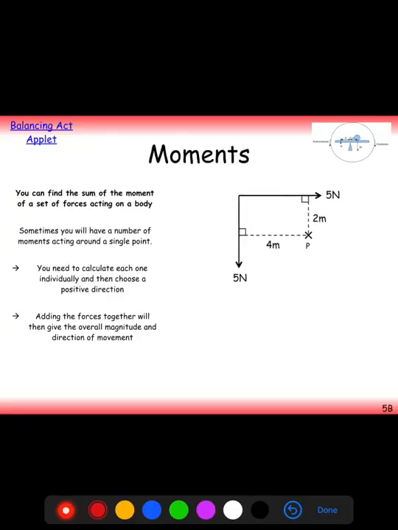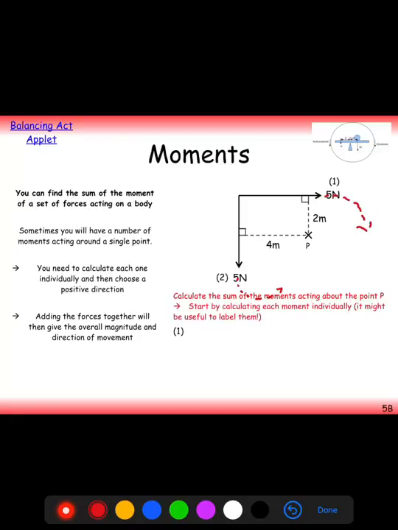Another question, if I have these two forces and I want to find their moment with respect to P, again, this force will be acting with respect to P. You have this force anti-clockwise while this force will be moving clockwise.